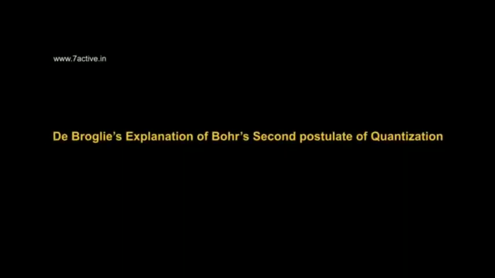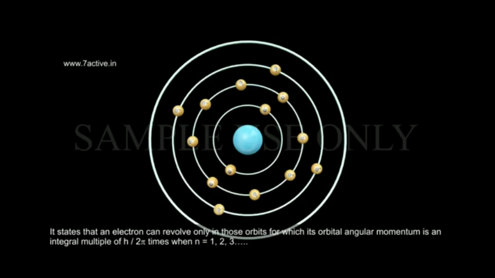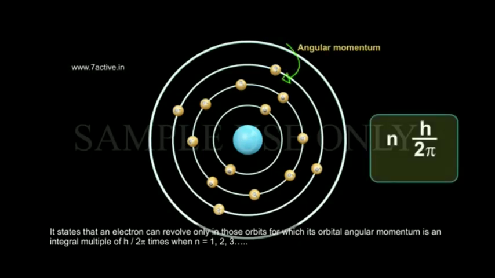De Broglie's explanation of Bohr's second postulate of quantization. It is very difficult to explain Bohr's second postulate. It states that an electron can revolve only in those orbits for which its orbital angular momentum is an integral multiple of h by 2 pi, when n equals 1, 2, 3, and so on.